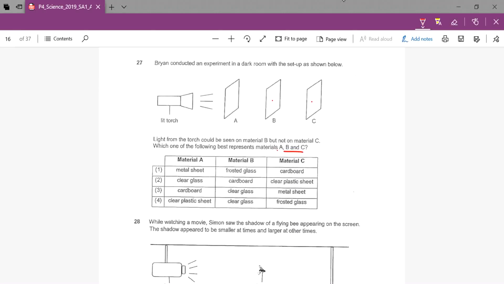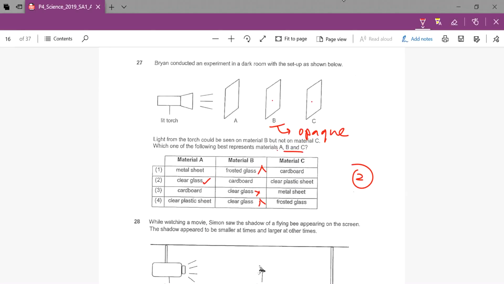B itself is opaque. Okay, B has to be opaque. And therefore frosted glass, clear glass, all these options are out. Left with only 2. Okay. Material A has to be clear glass because light is seen on B, right?